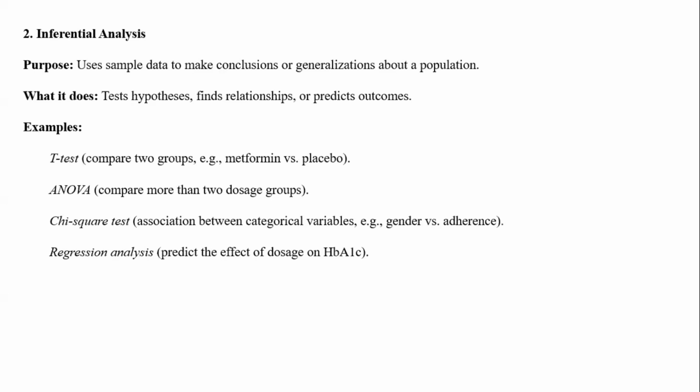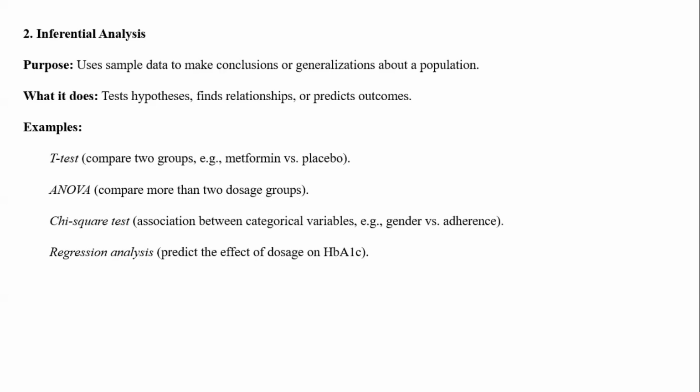Let's say, for example, ANOVA: in ANOVA, this compares more than two dosages. Let's say we have patients who have been exposed to 500, 1000, and 1500. When you want to get the comparison between these, we apply what we call ANOVA.